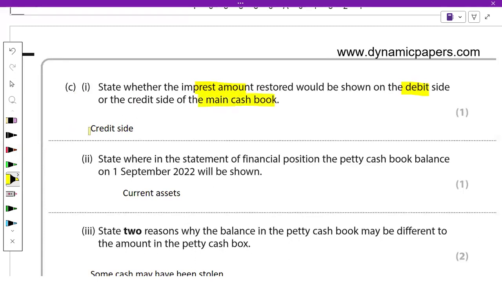Okay, so the next question is: state whether the amount restored will be shown on the debit side or the credit side of the main cash book. Yes, we will be showing it on the credit side because we have to pay this to the petty cashier.